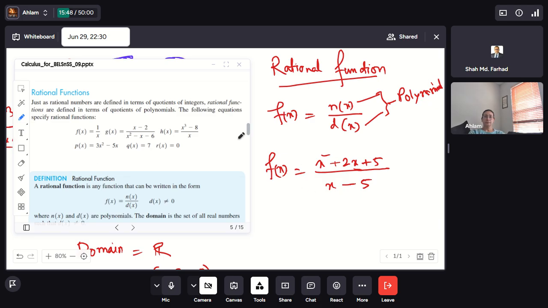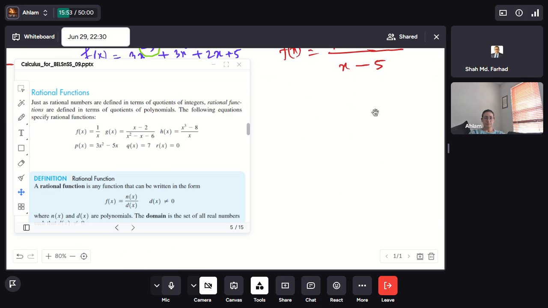Okay, and if we go for another example, here we are given so many examples. f of x equals 1 over x, and then g of x equals x minus 2 over x squared minus x minus 6, and then h of x equals x cubed minus 8 over x. All of them are rational functions.